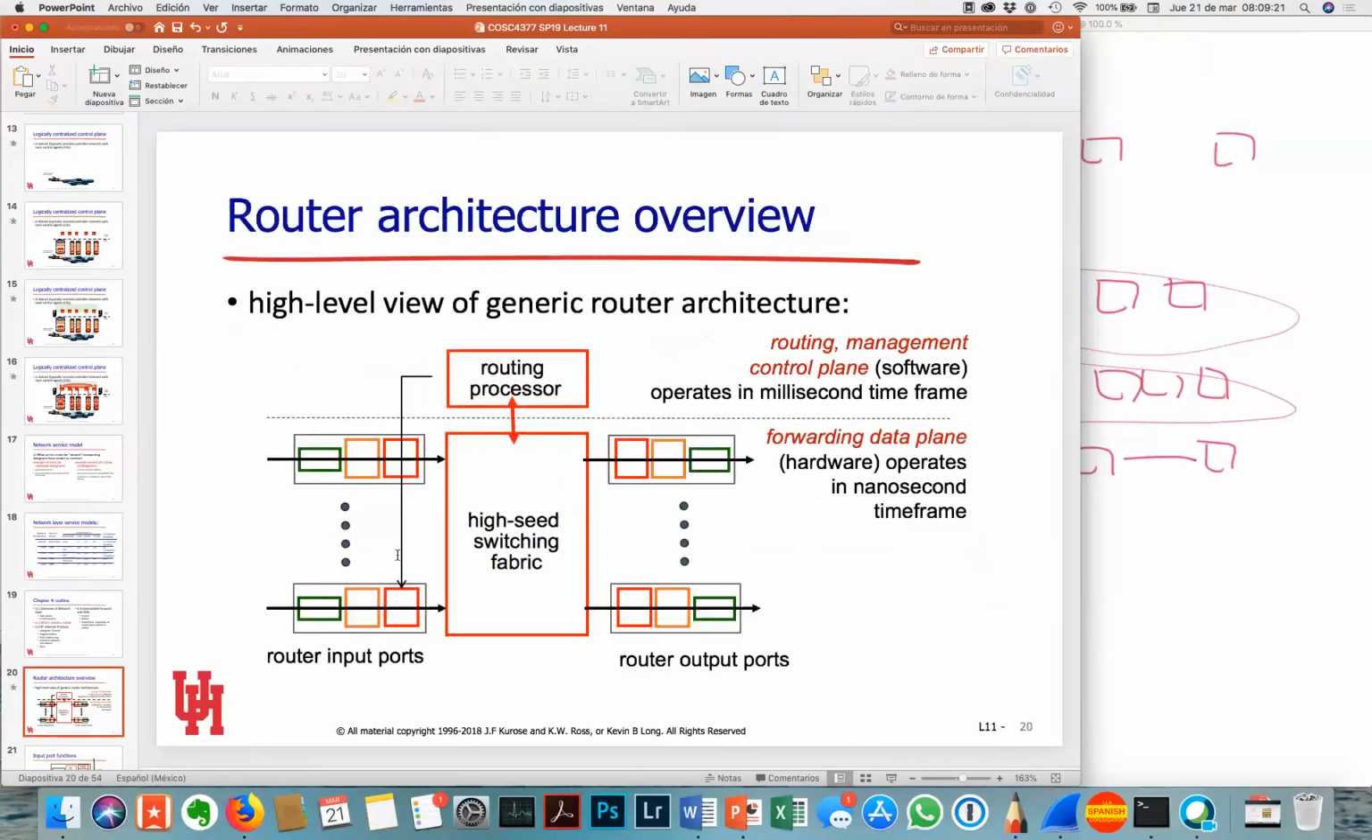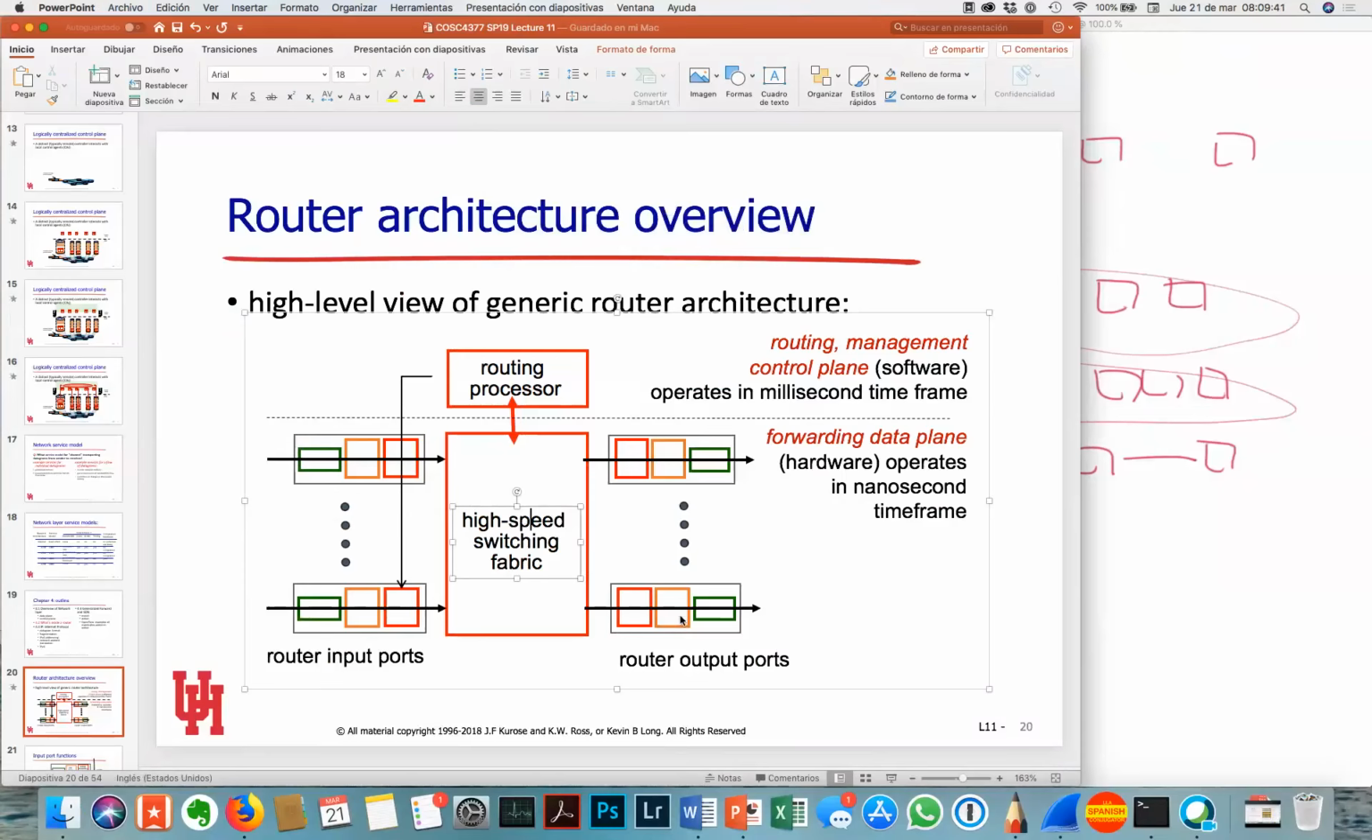All right, so what's inside of a router? Input cards and output cards, a high-speed switching fabric, or if you spell it like the author did, how many years have I not noticed that? A high-speed switching fabric, and then your routing processor. So the control plane is up at the top. The forwarding plane is down at the bottom.